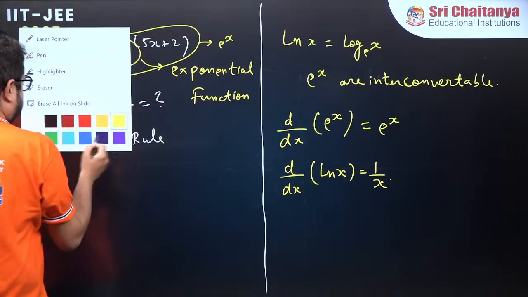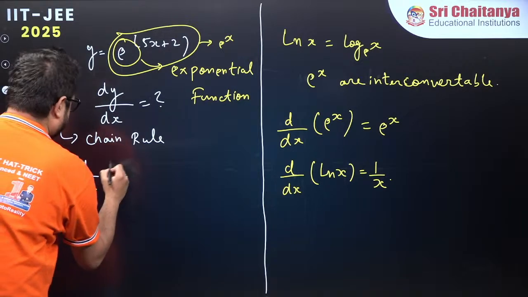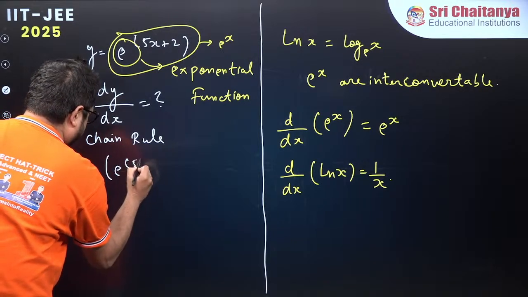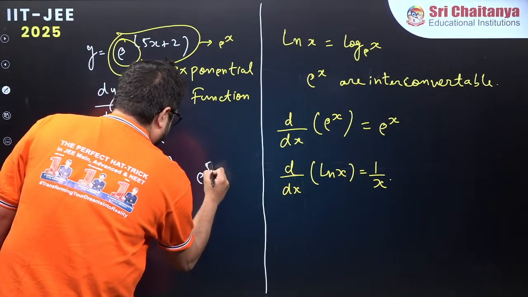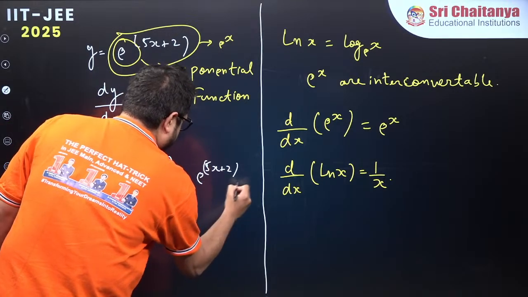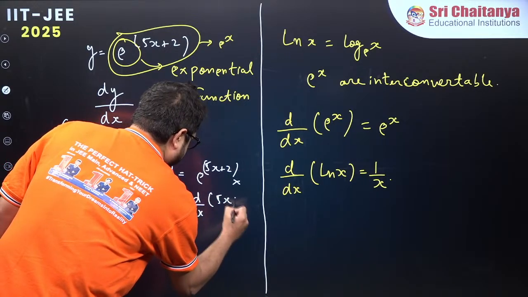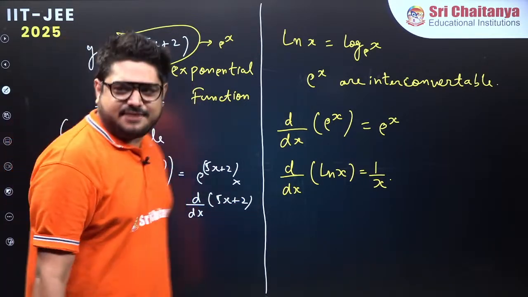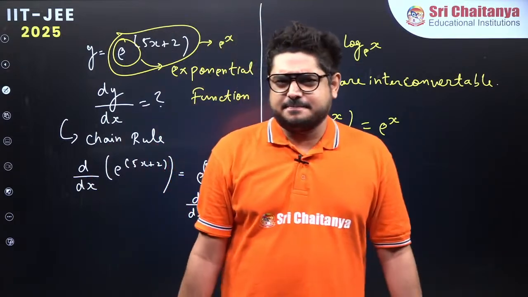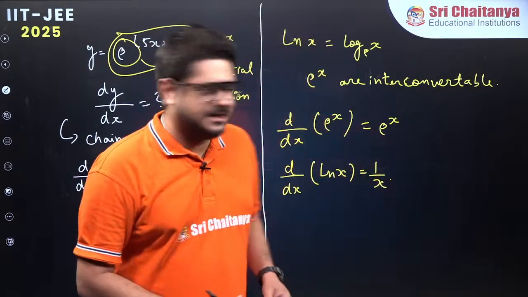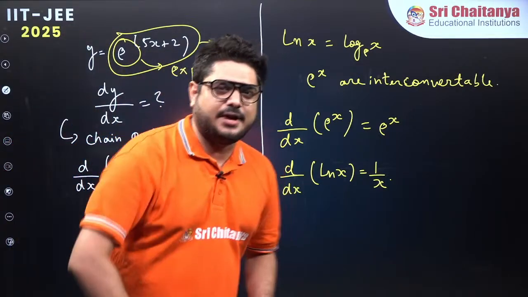Then what do you think will be d by dx of e to the power x? So I can write it as e to the power 5x plus 2 has to be the same itself, e to the power 5x plus 2 multiplied by d by dx of 5x plus 2. Now what do you think will be the derivative of 5x plus 2 with respect to x? Obviously, we need to find it out. In the previous class, we already mentioned this. So what is it going to be?